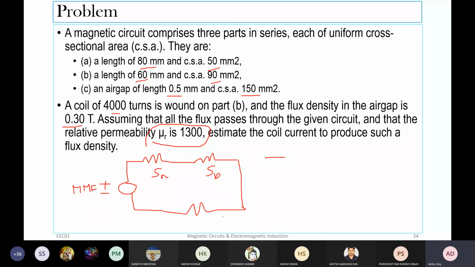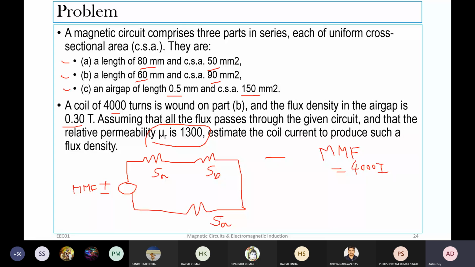Understood, it happens sometimes. So this is part C. There are basically two reluctances for these two parts, and it is in series, just like you have RA, R1, R2, R3 in series and a voltage, and you find your phi. Same concept. Here you have an MMF which you don't know. What is your current I? You don't know. So what is your MMF? MMF is equal to 4000 into I, the current which we have to find out. And for this MMF, you have the total reluctance, which is SA plus SB plus S air gap.